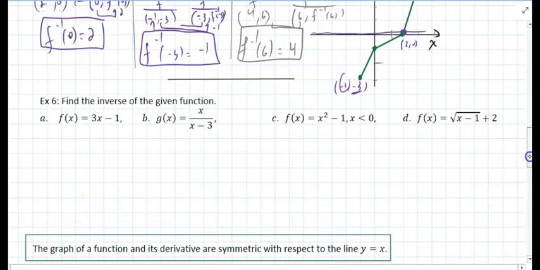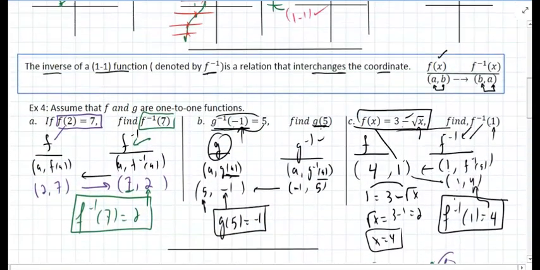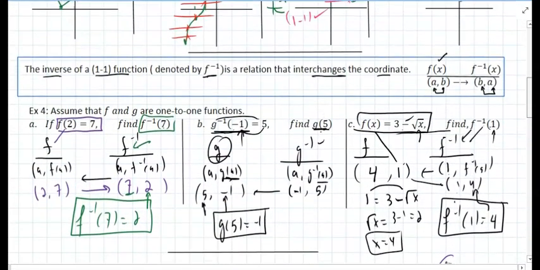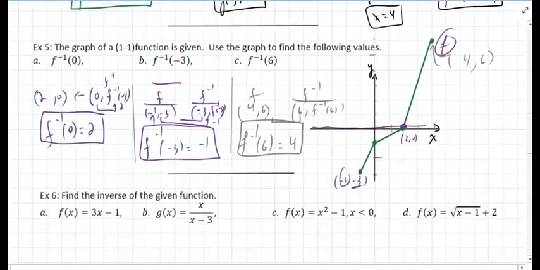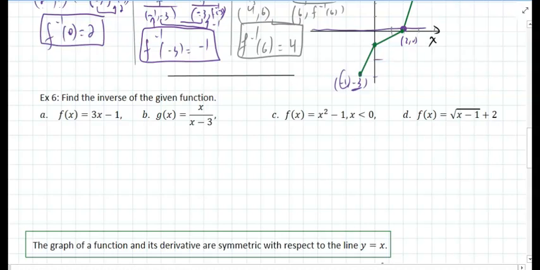Okay, well, let's see. It says here, the inverse of a one-to-one function is a relation that interchanges the coordinates. So how are we going to do this? Well, we're going to follow that definition. How do you find an inverse? You're going to interchange the coordinates. You're going to say x equals 3y minus 1. And instead of writing x equals 3, the inverse, because that's really messy to carry, we just keep it like that and convert it at the end.